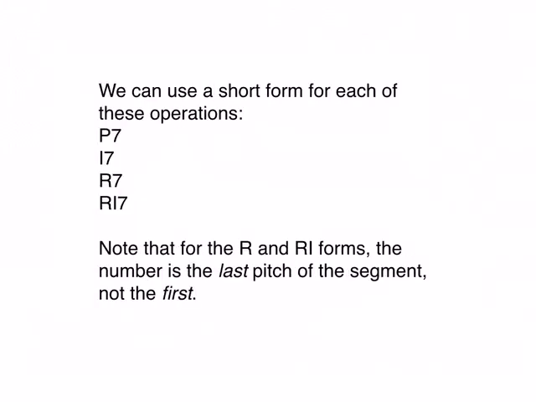We can use a short form for each of these operations. When we talk about P7, we mean T7P. I7 is T7I. R7 is T7R. And RI7 is T7RI. Notice that for the R and the RI forms, the number is the last pitch of the segment, not the first.